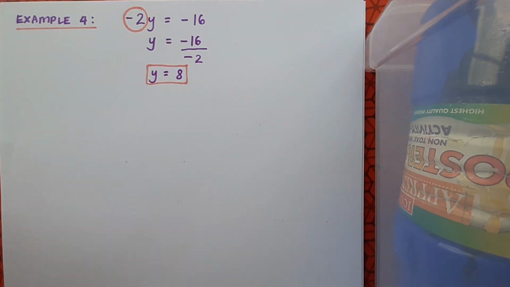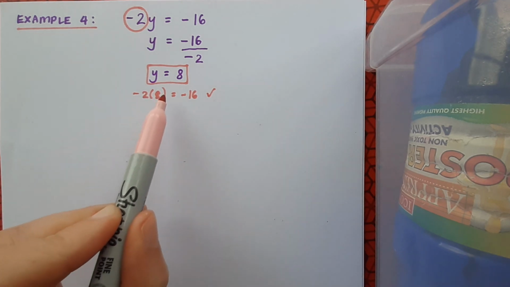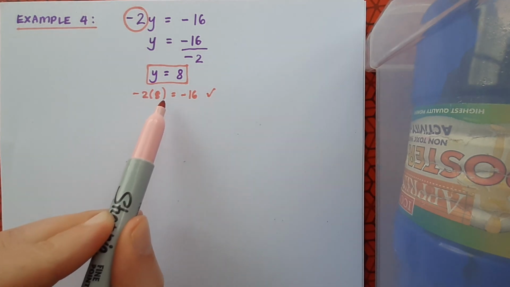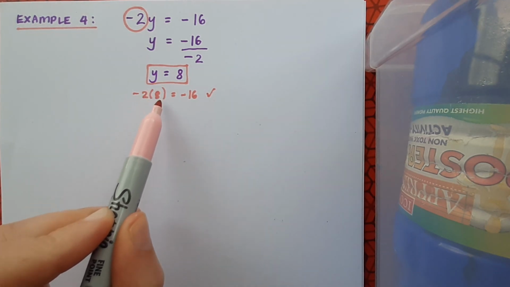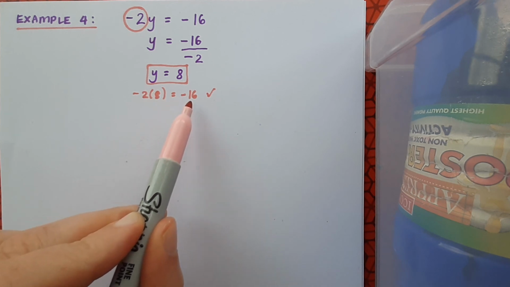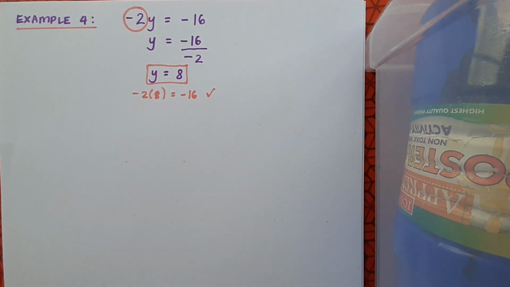I'm a bit tight on space to verify up the top, so I'll just do it down the bottom here. Minus 2 times 8 is minus 16. Yes, this is correct. If you're in doubt, you can type in the left-hand side of the equation. Minus 2, bracket 8, close bracket. When you press equals, it pops out the minus 16 solution. So that's how we know we're correct.